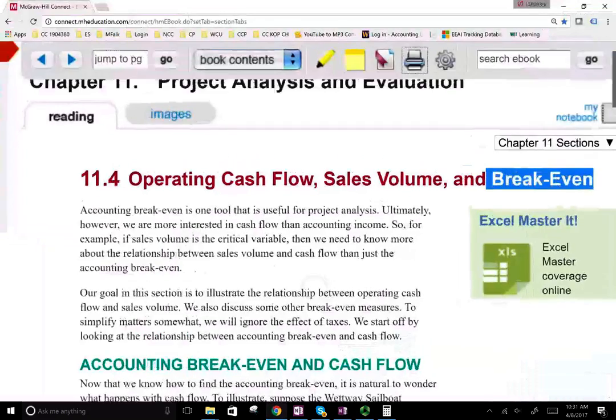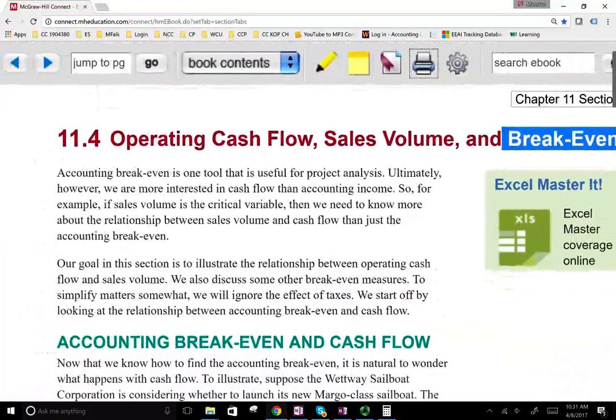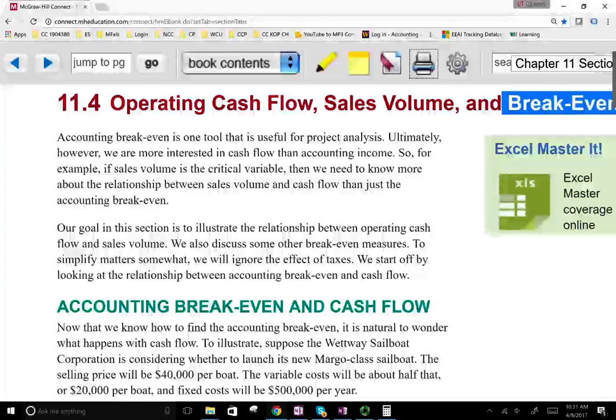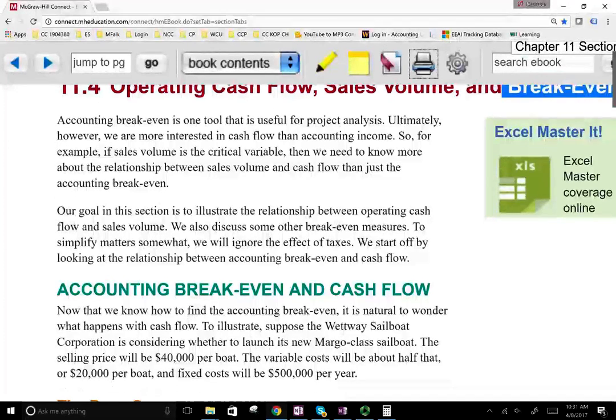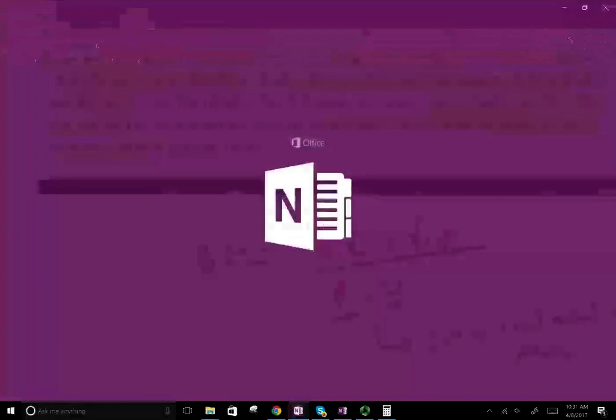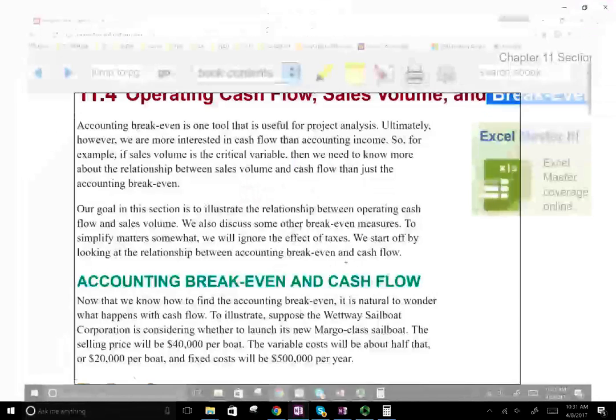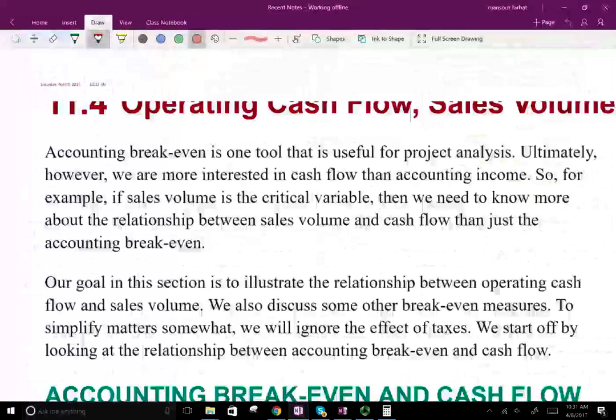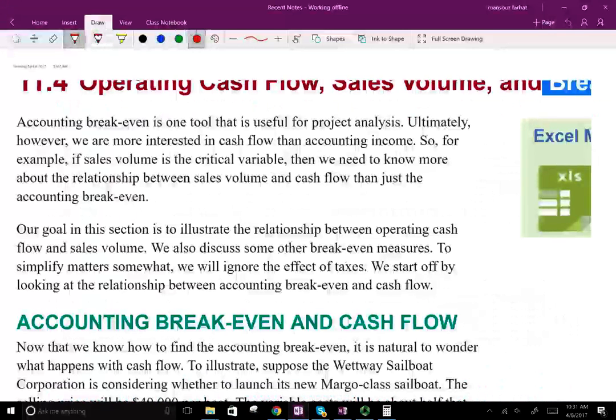Also, hopefully you know how to calculate the operating cash flow, which we've been working with since chapter 2. So let's go ahead and start this session. Accounting break-even, which we looked at in the prior session, is one tool that's useful for project analysis. Ultimately, however, we're more interested not in accounting, but in cash flow, because remember, we talked about cash flow.